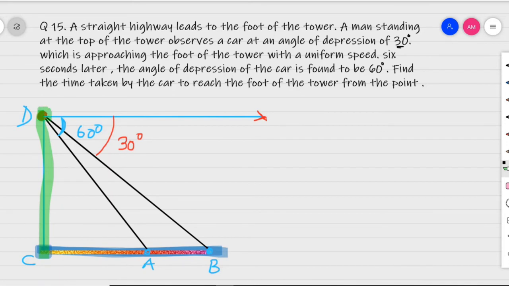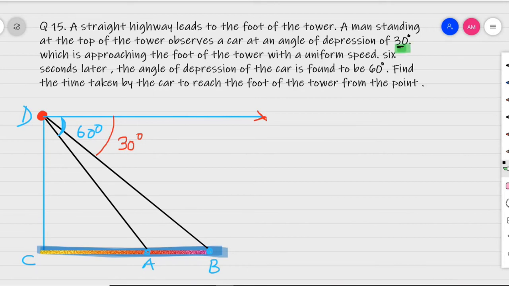Now see what he is saying, a man standing at the top of the tower. See here the man is standing. Let us say that this is the point where the man is standing. Suppose he is looking down. So he is observing a car and from here he is looking down and he is observing a car at an angle of depression of 30 degrees.